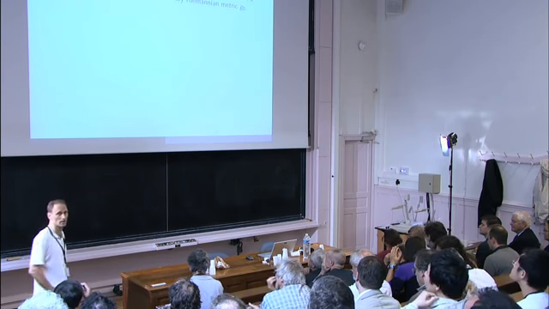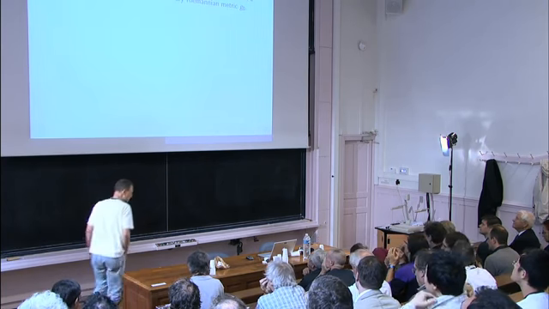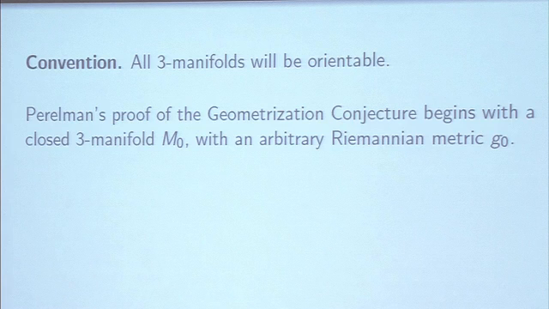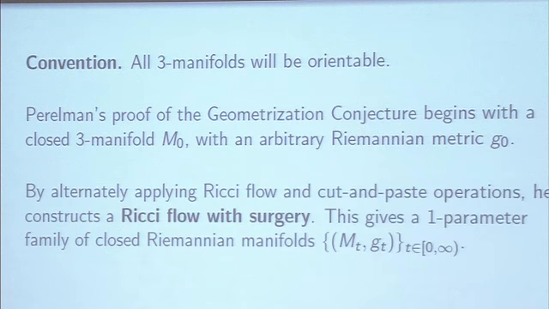So let's recall that Perelman's proof begins with some closed three-manifold M0 and an arbitrary metric, g0. And then what he does is he runs Ricci flow, starting with this metric. And when singularities form, he stops the Ricci flow, performs a cut and paste argument, or a construction, or surgery. And that gives him a new smooth manifold. He restarts the Ricci flow, and then continues that until singularities form, and so on. So this is the Ricci flow with surgery process, and it gives you a one-parameter family of Riemannian metrics.